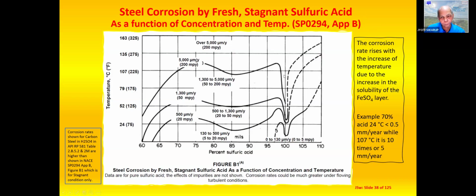This figure is copied from the code. Now, as you can see, the corrosion rises with the increase in temperature due to increase in solubility of the FeSO4 layer. Example, 70% acid at 24 degrees is only 0.5 millimeter per year, while at 107 degrees C it is 10 times that, 5 millimeter per year. So corrosion rate has to be established, and accordingly the material of the tank has to be selected, or the necessary method to avoid the corrosion has to be installed. For example, anodic protection that we talked about.